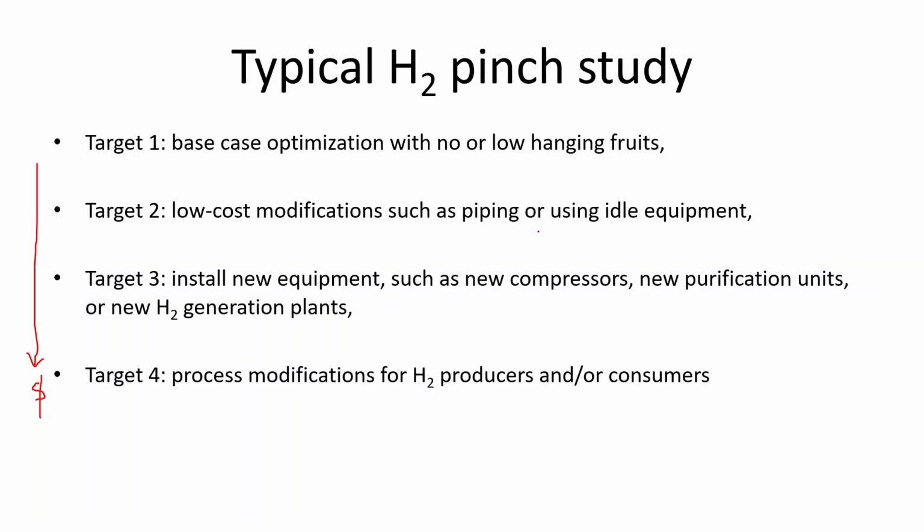And that's about this piping stuff. If we cannot just repipe it to somewhere, but we need a new equipment, like a new hydrogen plant, then the question is how big is the new hydrogen plant? That's something that we are going to do now. And then we may need new compressors or a new purification unit or whatnot. And then the last is process modifications.